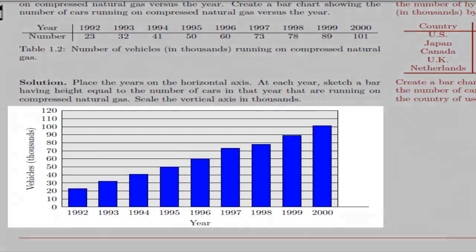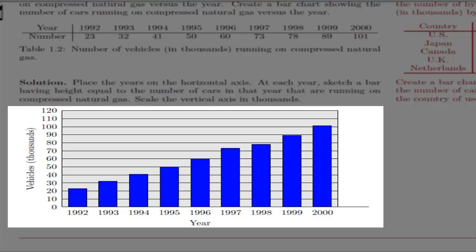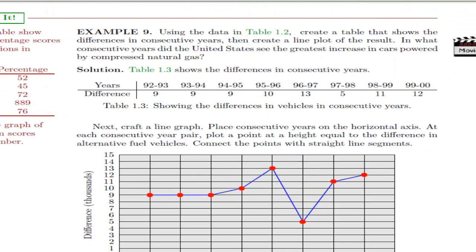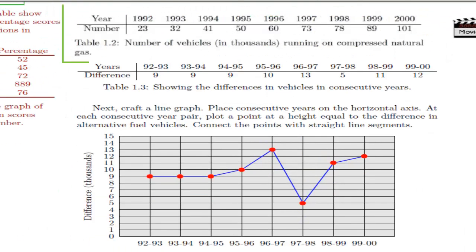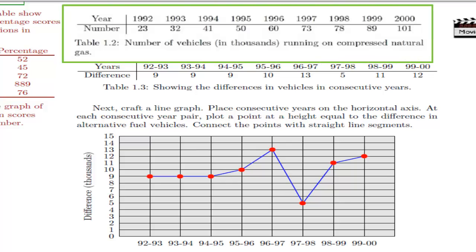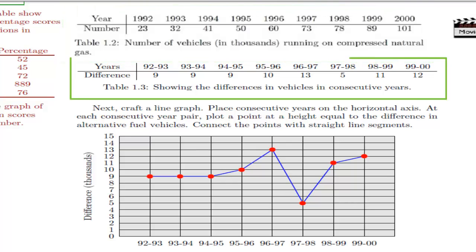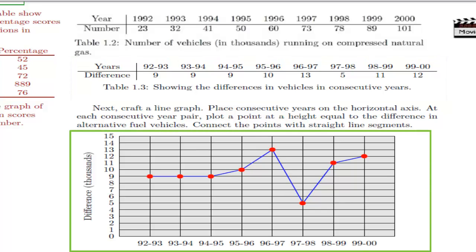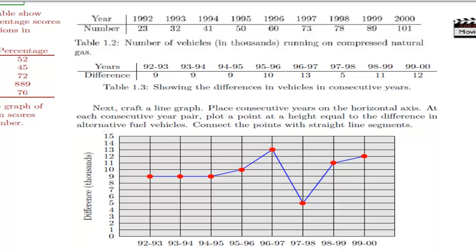Solution. Place the years on the horizontal axis. At each year, sketch a bar having height equal to the number of cars in that year that are running on compressed natural gas. Scale the vertical axis in thousands. Example 9. Using the data presented in Table 1.2, create a table that shows the differences in consecutive years, then create a line plot of the result. In what consecutive years did the United States see the greatest increase in cars powered by compressed natural gas?